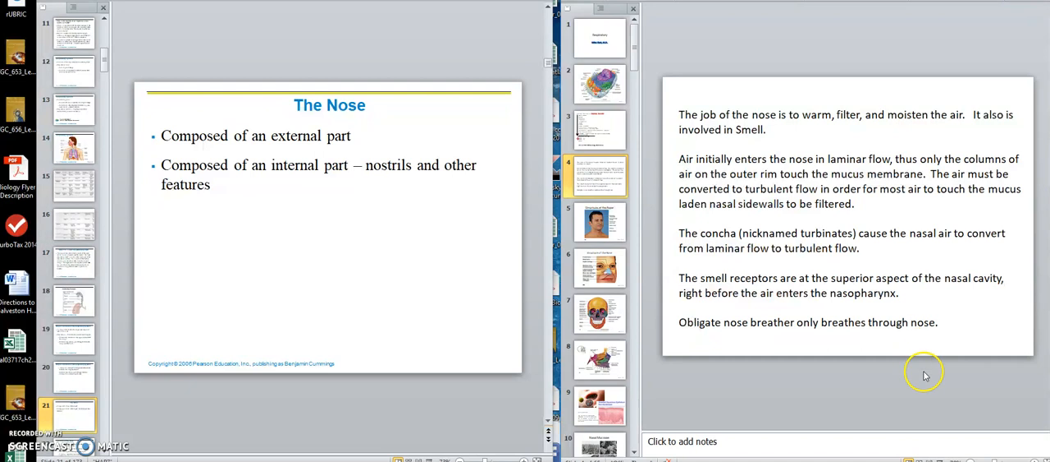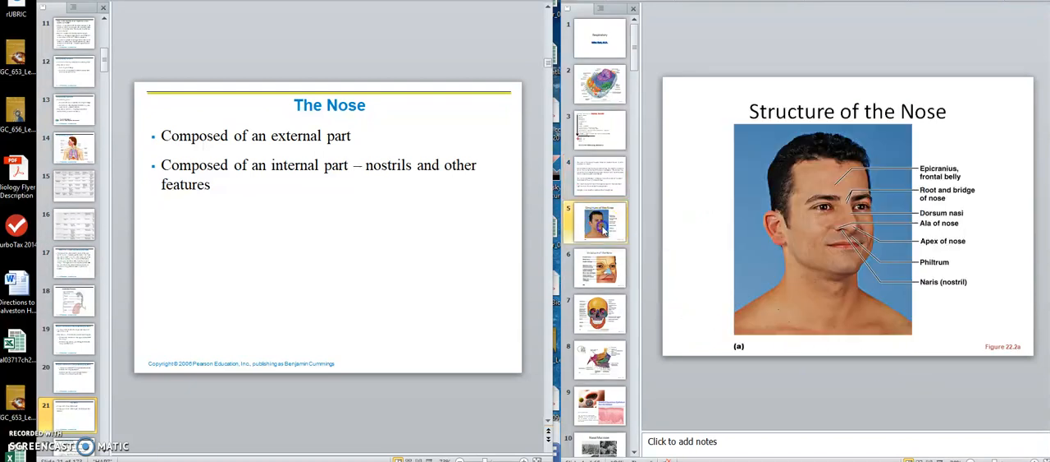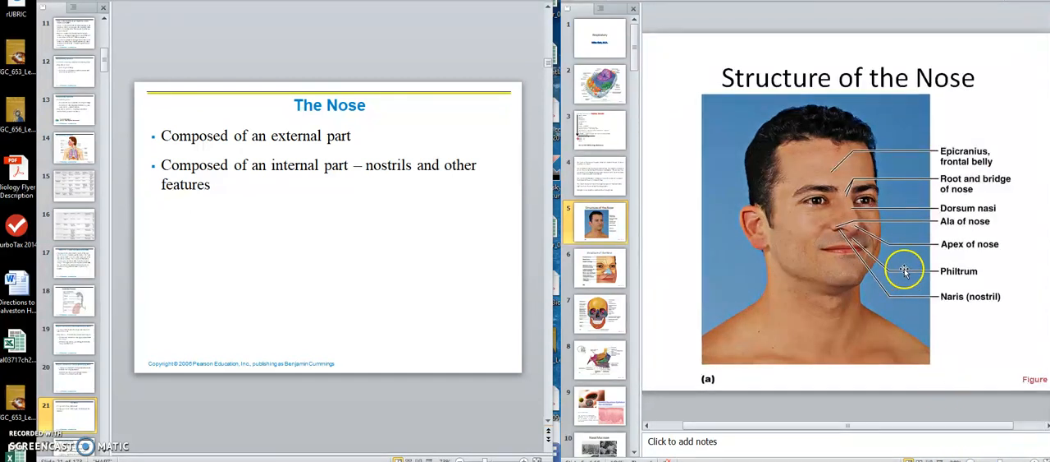All right. So now we go to anatomy of the nose. This is the external anatomy of the nose that you can see. So I'd like for you to kind of learn that. Here's the root of the nose. Here's the dorsum of the nose.